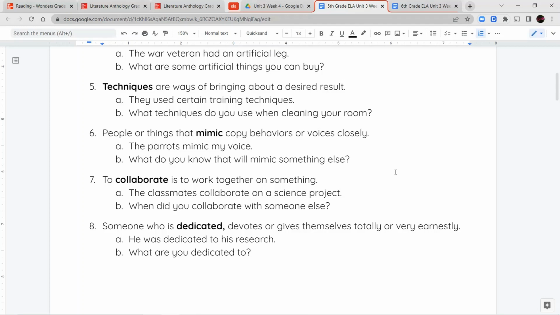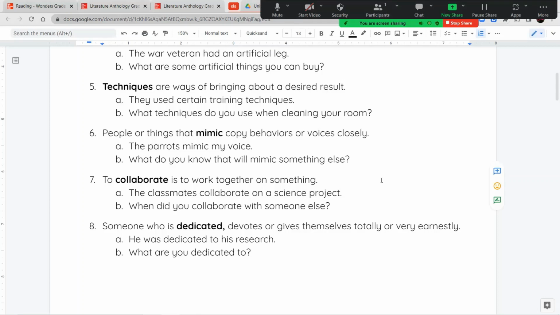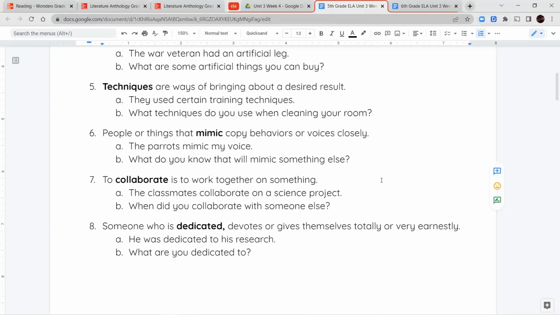And last, you have the word dedicated. Someone who is dedicated is devoted. They fully bought into whatever the thing is that they're doing. They give themselves to it. So someone can be very dedicated to their work. They put in a lot of time and effort. They work very hard on it. You can be very dedicated to research. If you're a scientist, you're dedicated to your field that you're studying or working in.